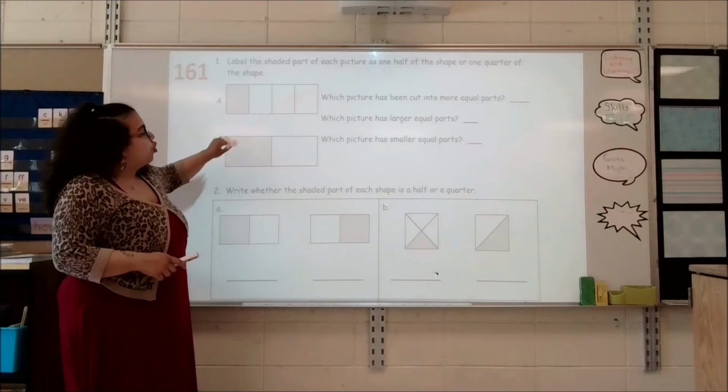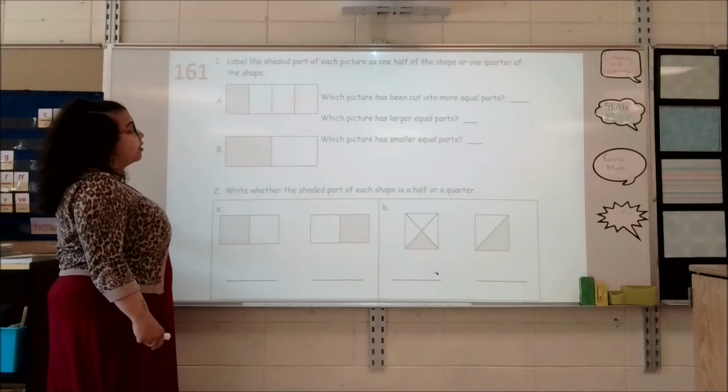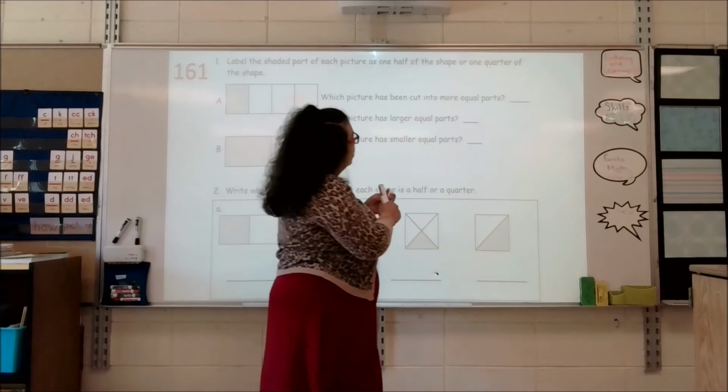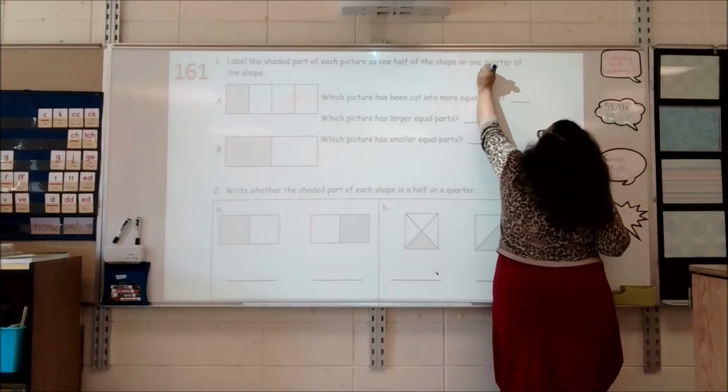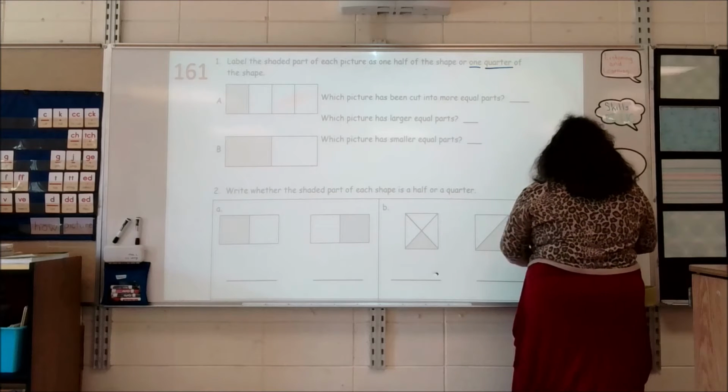Yes, it is 1/4 of this shape. And you may be thinking, how on earth am I going to spell quarter? Guess what? It's right here. Quarter. And we know 1/4.